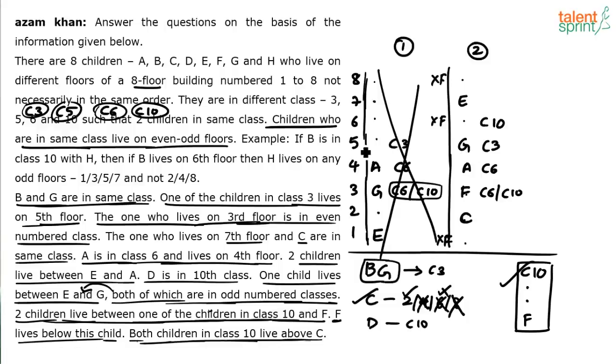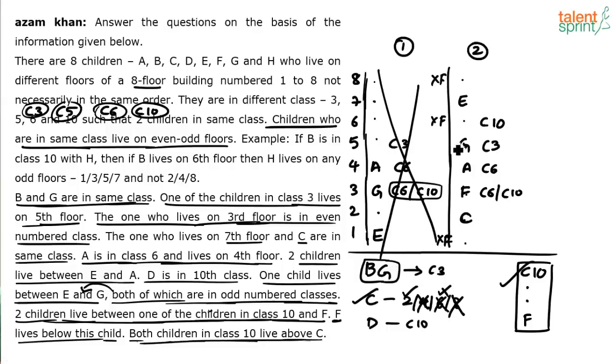And G lives on an odd numbered floor. So B has to live on an even numbered floor. You're able to follow? B and G both are in the same class. Since G is in class 3, B also has to be in class 3. So B will be in class 3, that is fixed. B and class 3 have to come together, right?